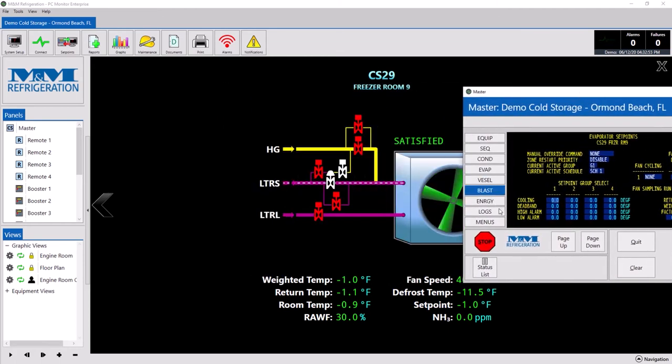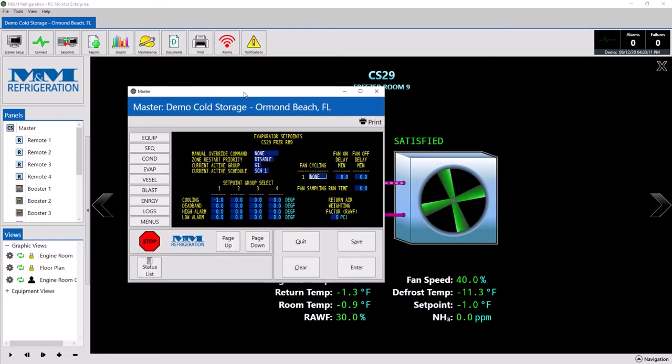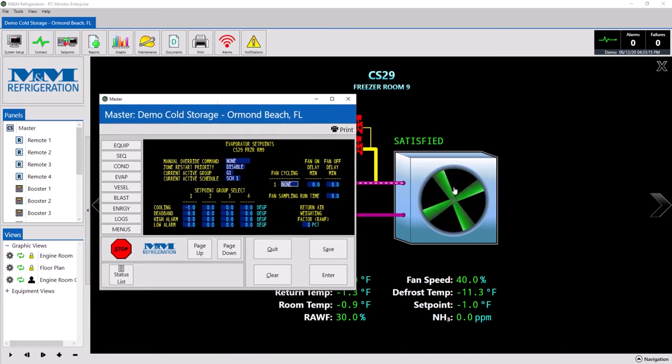Along with the liquid valve, the fans are also the heart of all this control. There are three different modes for controlling the fans, or fan cycling: none, temp, and sample. By definition, none will not cycle the fan. This means that the fan will stay running when the unit is considered satisfied.